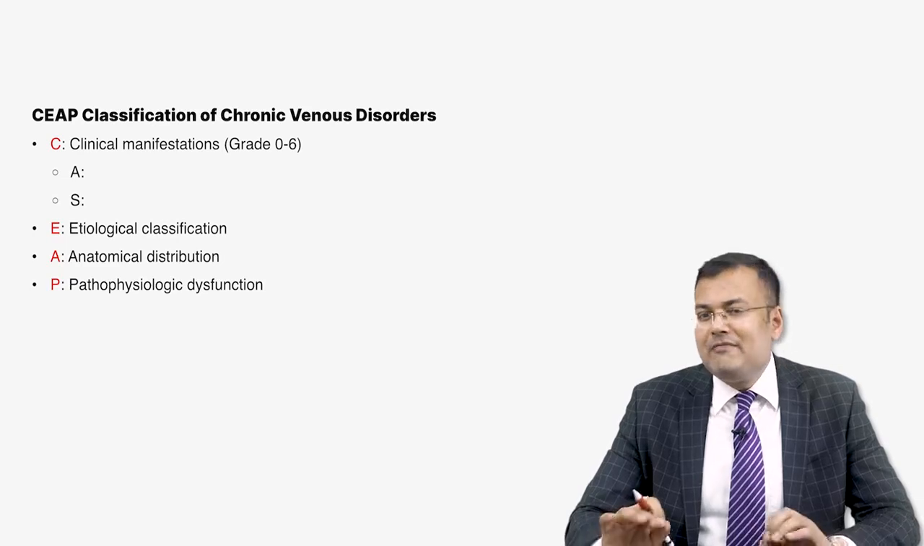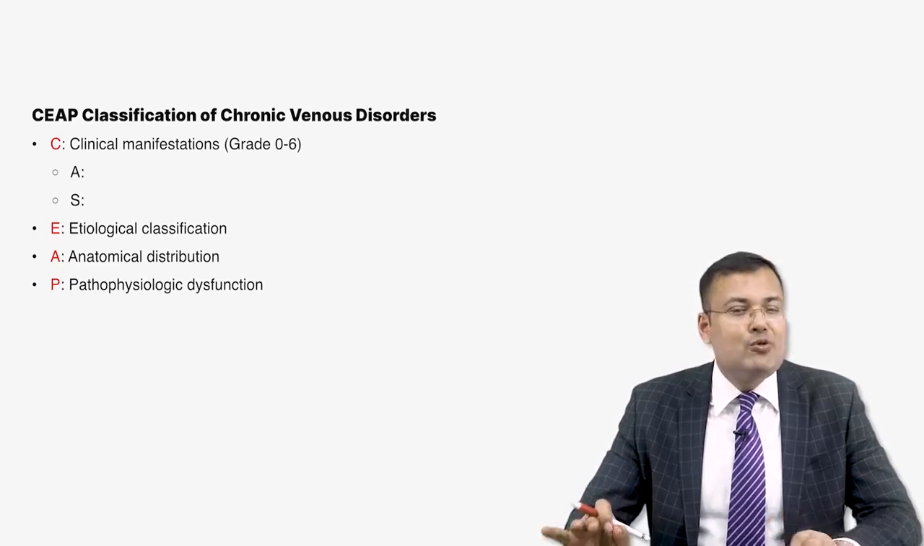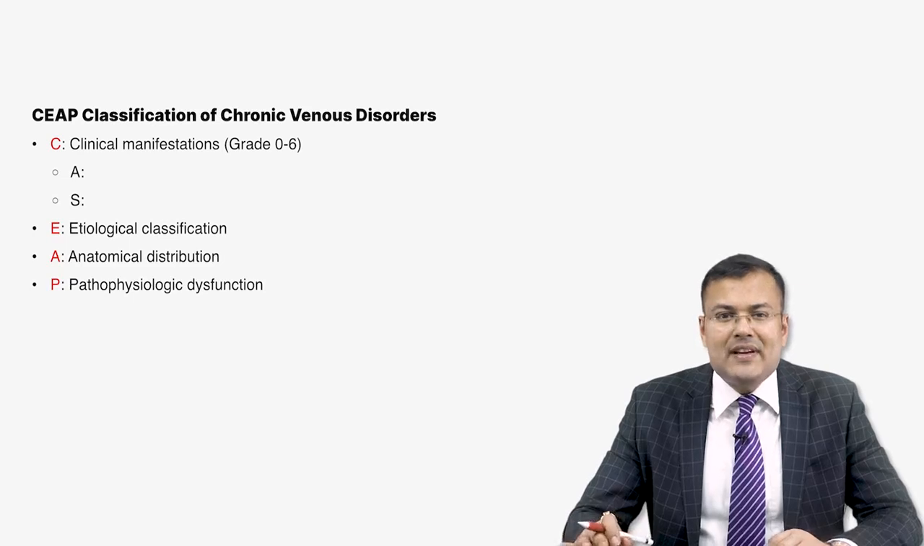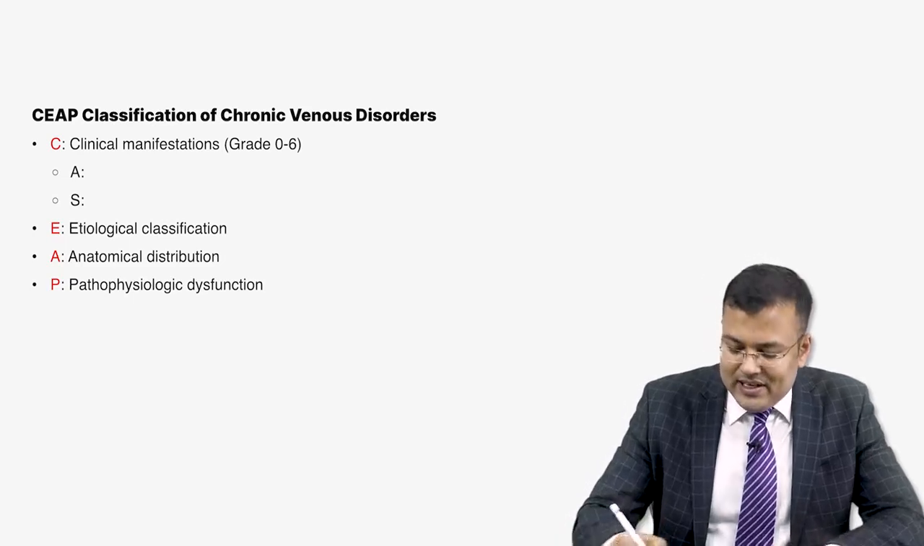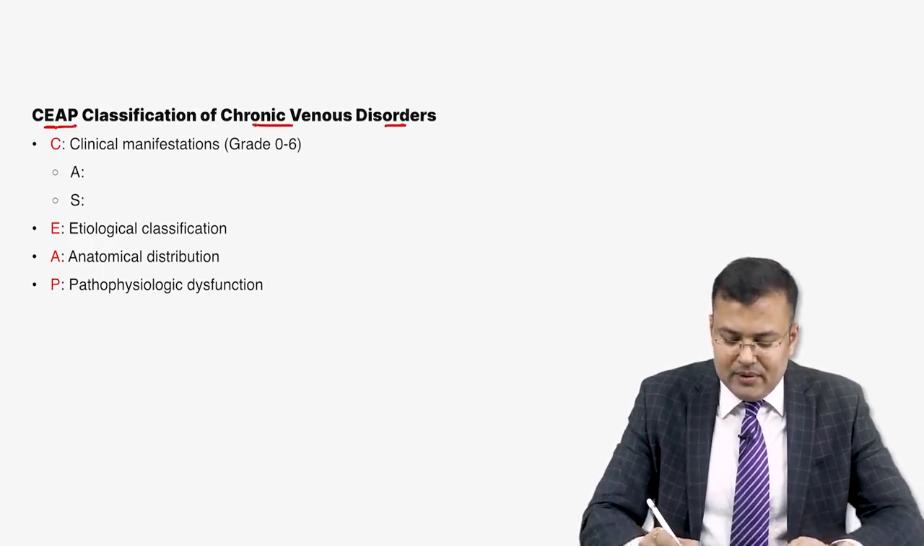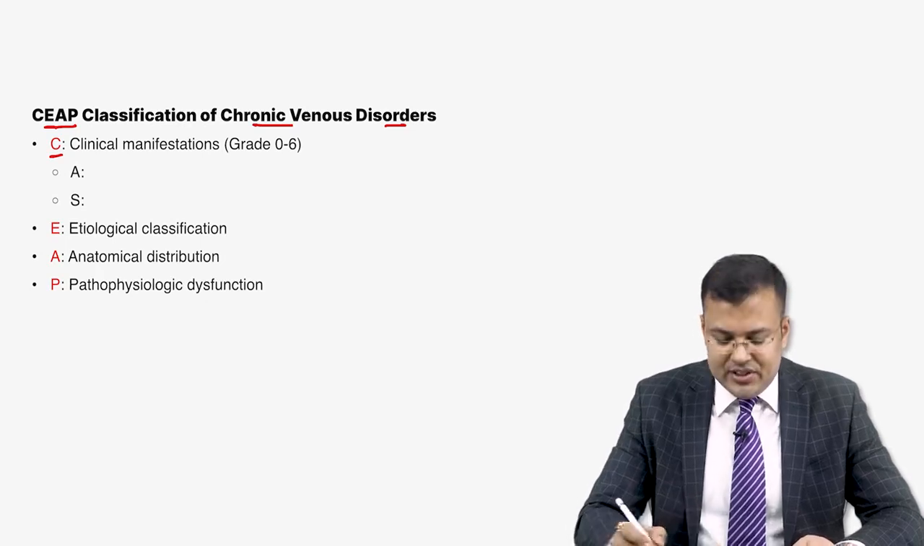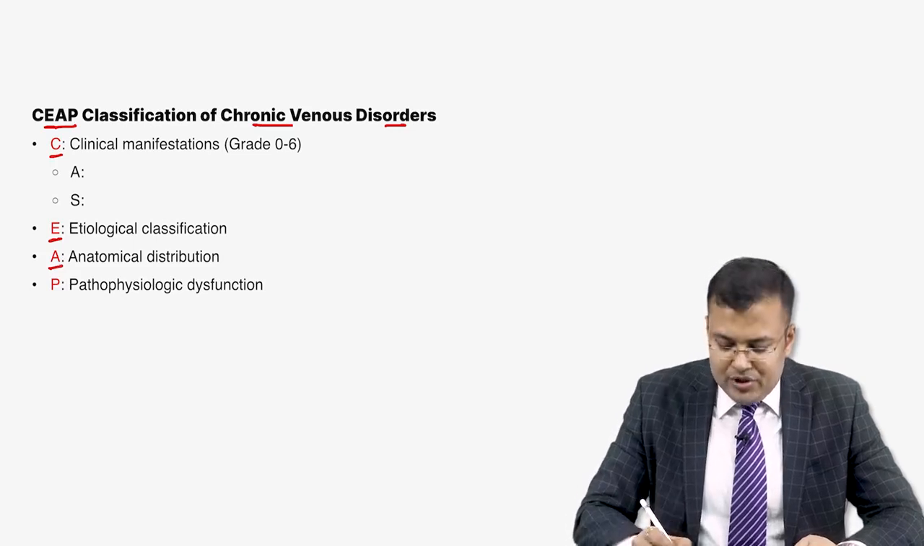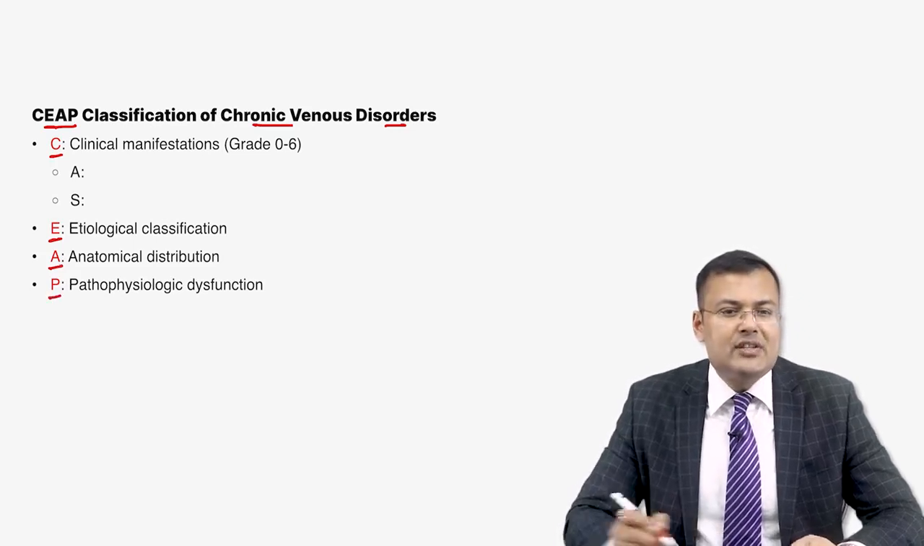Nowadays, one topic which is very important and asked frequently in most exams is the CEAP classification of chronic venous disorders. You can see the full form. C means clinical manifestations. E, etiological classification. A, anatomical distribution. And P, pathophysiological dysfunction. Clear?